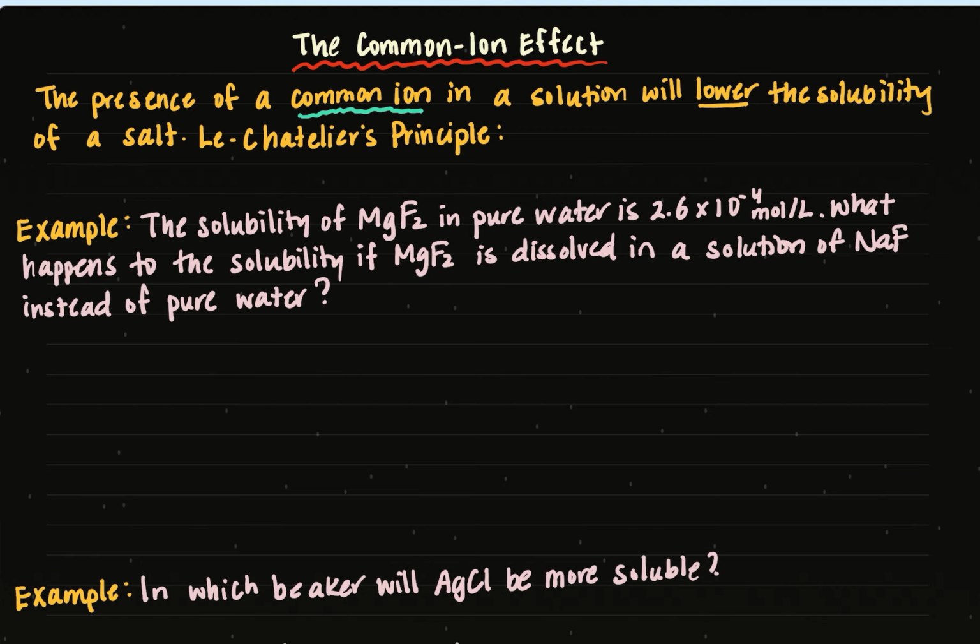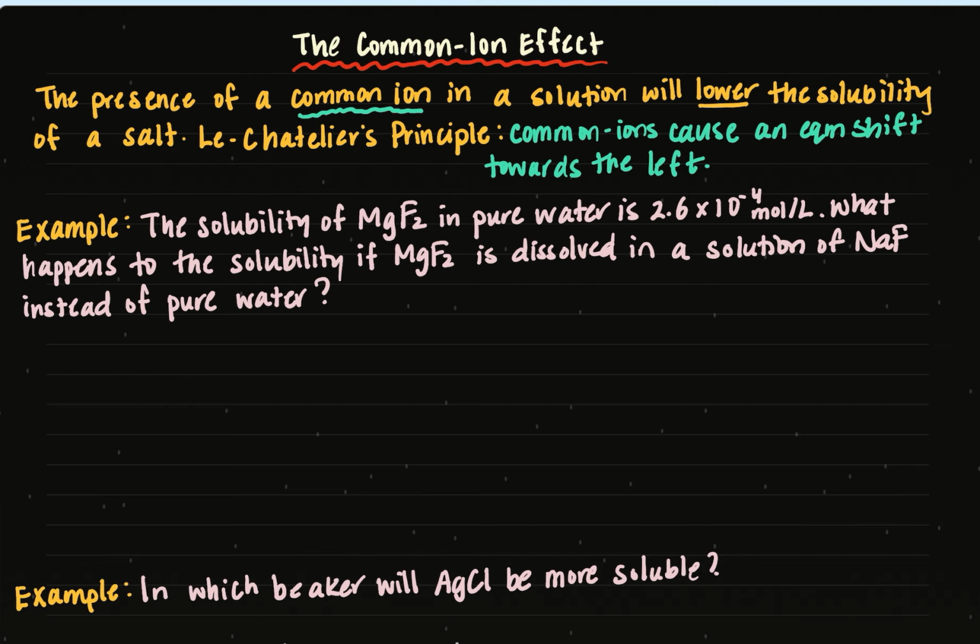So let's make a note that Le Chatelier's principle is involved, because common ions will cause an equilibrium shift towards the reactant, which is the left of my chemical equation, and that also contributes to lowering that solubility.